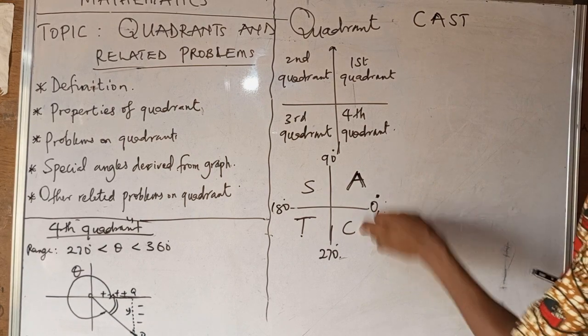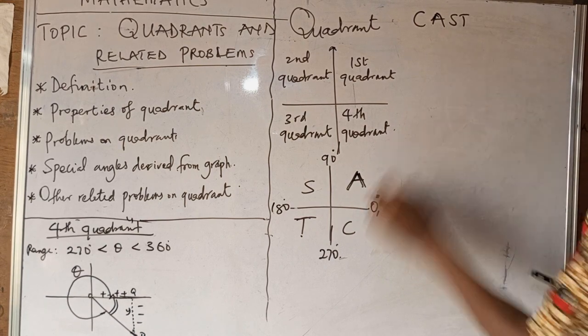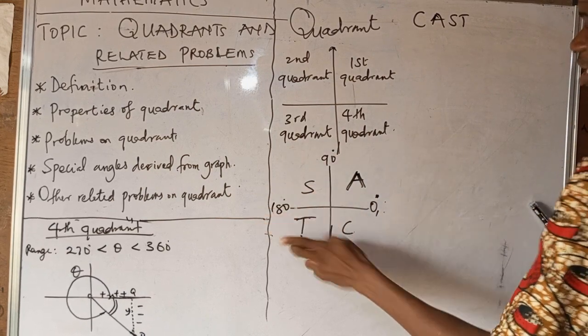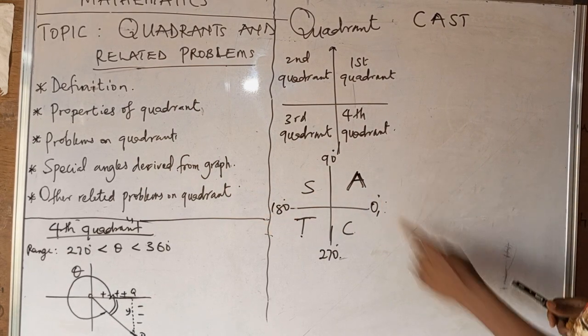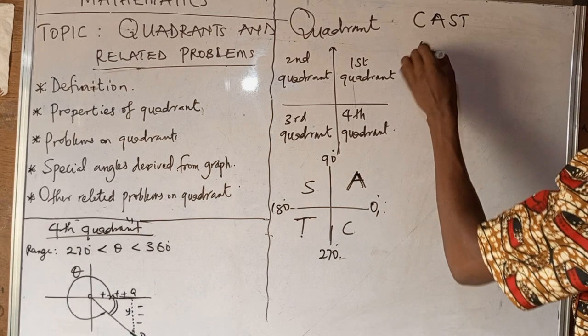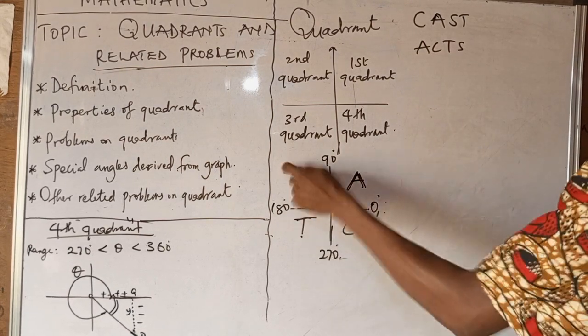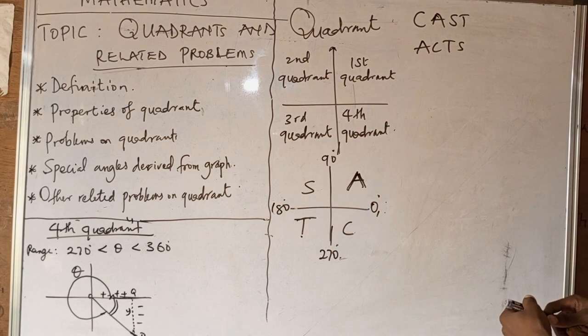As cast, that's cosine, cosine, all of them are positive, sine only, and tangent only. Or taking it from the other angle, we can have it also as arcs. That is ACTS in the other direction.